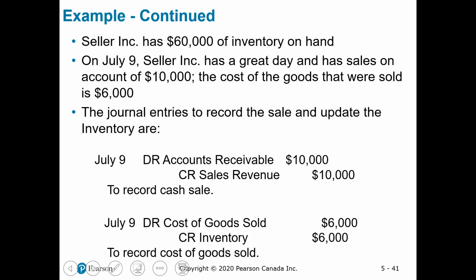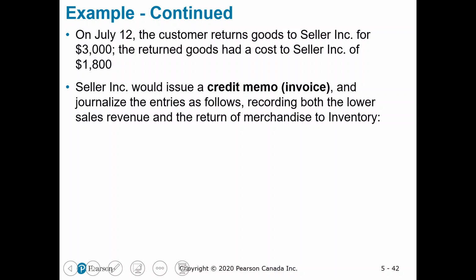Okay, so let's continue the example that we started earlier. So here on July 9th, seller, they made these sales for $10,000 revenue and the goods cost $6,000. So let's just move over a little bit here. We already booked this in our previous example where we were looking at the sale. Now we're going to continue on with this.